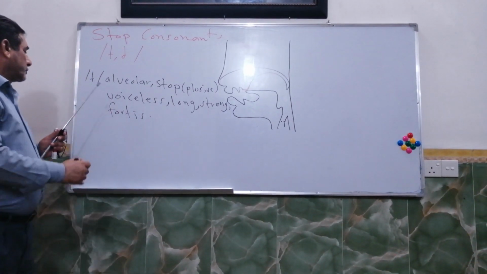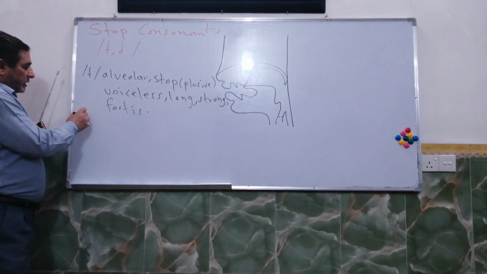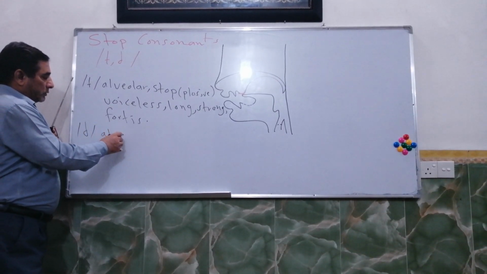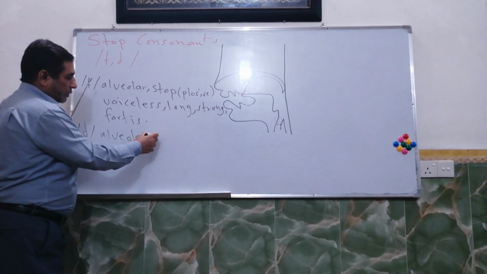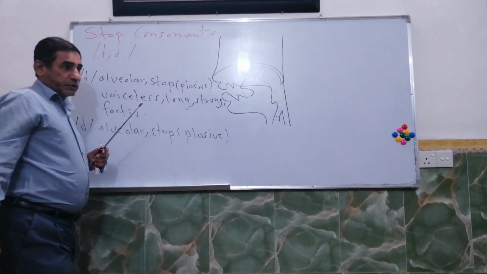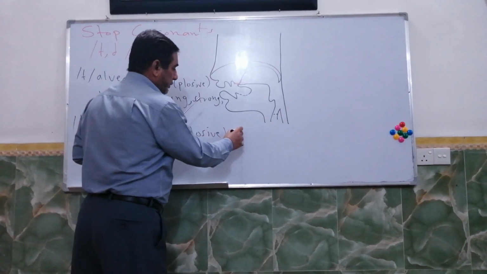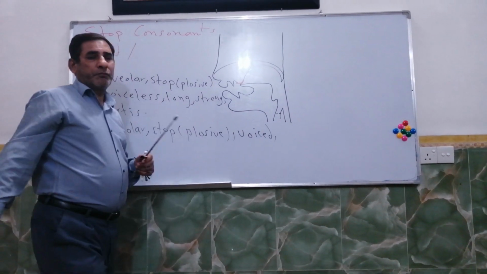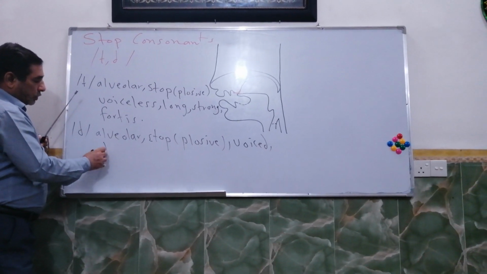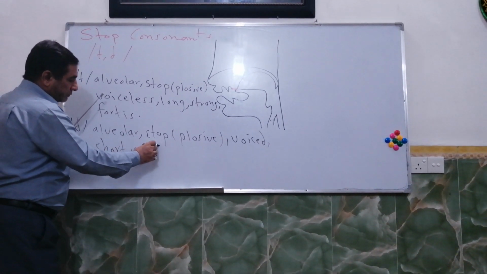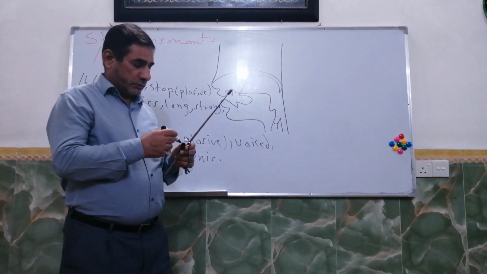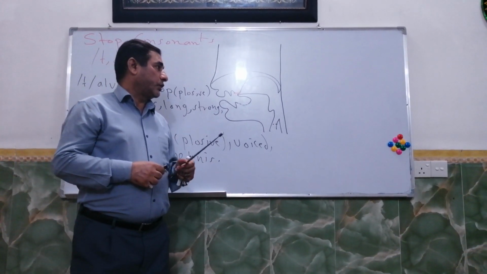And then we move to the discussion of D. D is also alveolar, and also it is stop or plosive. But it is voiced. That is, the vocal folds vibrate when producing D. So it is voiced. Since it is voiced, it will be short, weak, and lenis. Now this is how to describe these two sounds, two phonemes.